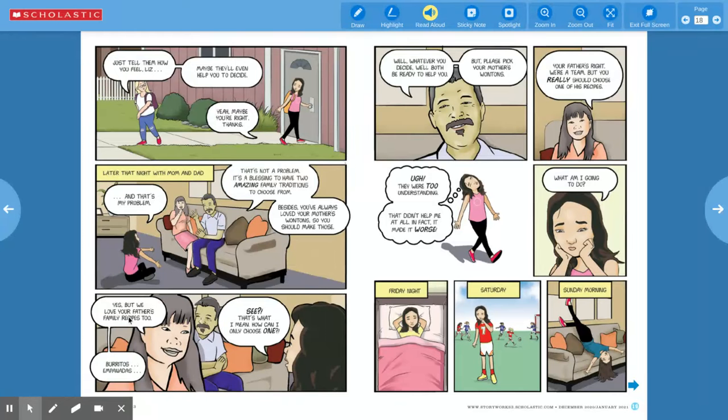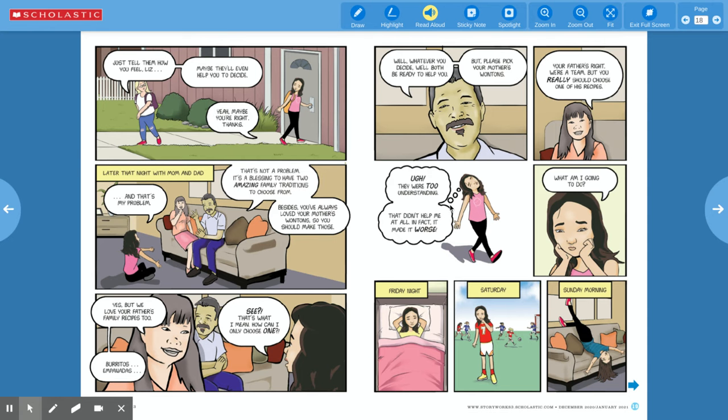And then her mom says, "Yes, but we love your father's family recipes too. Burritos, empanadas." See, that's what I mean. How can I only choose one? So she's still struggling here. And her dad says, "Well, whatever you decide, we'll both be ready to help you. But please pick your mother's wontons." "Your father's right. We're a team, but you really should choose one of his recipes." So even though they're being really nice, is this making it any easier on her? No, because one's saying, "Oh, just choose your mother's stuff." And then the mom's saying, "Oh, just choose your dad's stuff." So they're not helping her make a decision.